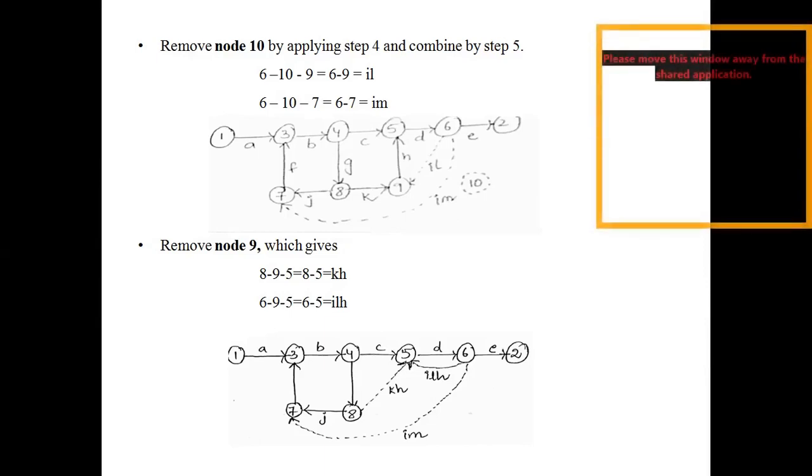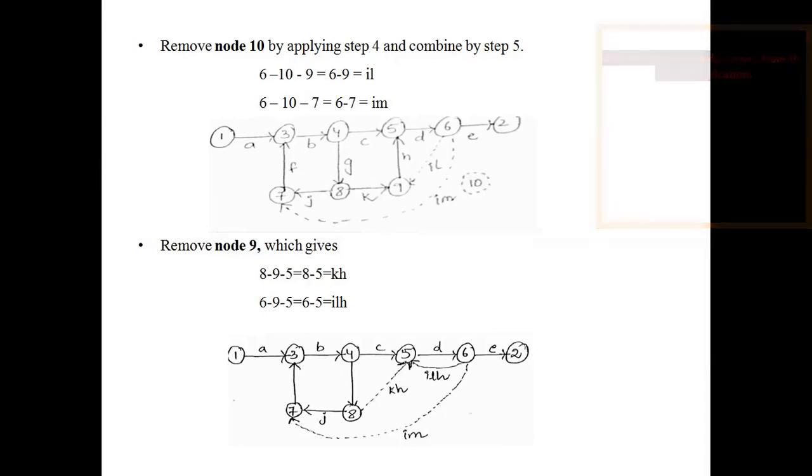So see here, 8 goes to 7 as well as 8 goes to 9. So here the incoming node of 9 is 8. The outgoing link of 9 is 5. Okay. So 8, 9, 5 again.